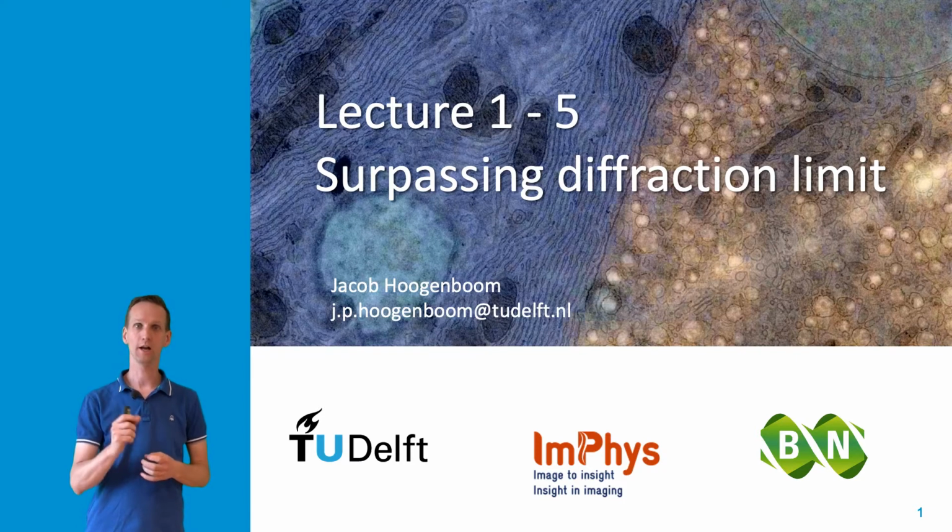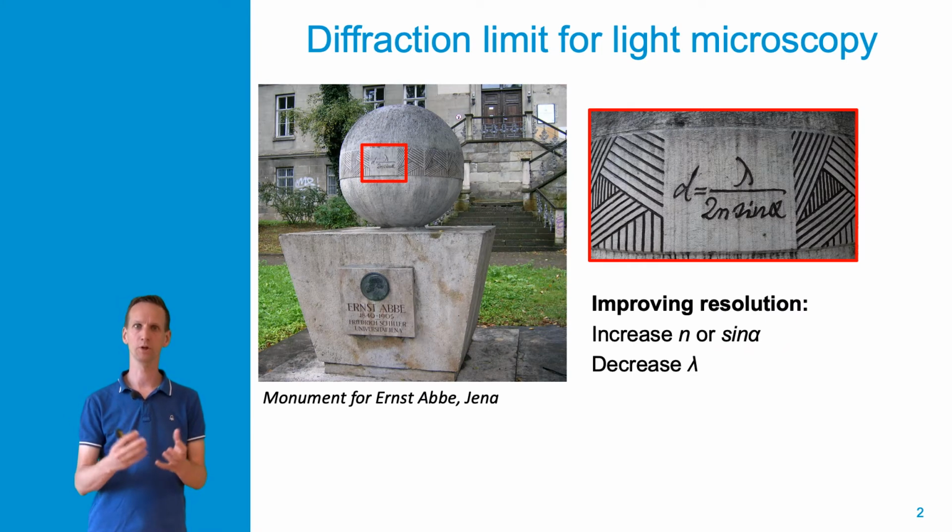We know that in light microscopy, diffraction is the main resolution limiting factor. We have recapped the basic equation for the diffraction limit, and we have seen that there are several factors that we can adjust to improve the resolution of a light microscopy experiment. First of all, we can increase the refractive index or the opening angle of the beam. And secondly, we can decrease the wavelength.